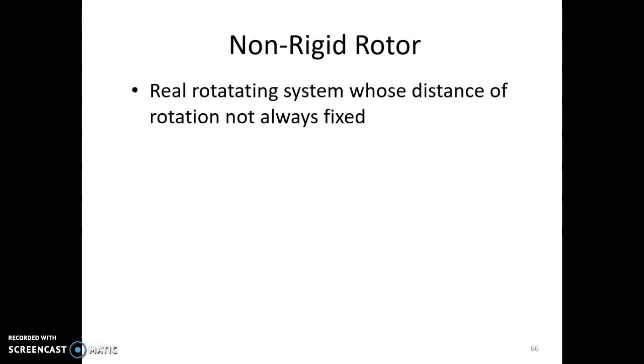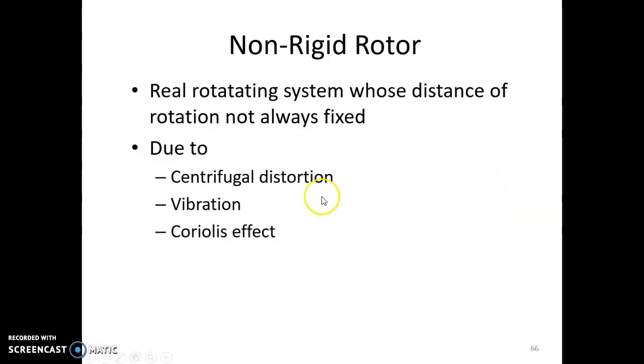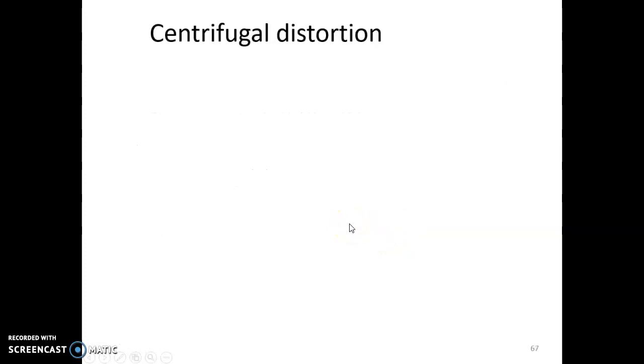A non-rigid rotor is like a real rotating system whose distance of rotation is not always fixed. If you recall, when we were talking about the rigid rotor approximation, we said that for a rigid rotor, the distance r is always fixed. But in a real-life situation, in which molecules are real, the distance of rotation is not always fixed. There are several reasons for this, but the most important ones are the centrifugal distortion and the vibration. So what's the centrifugal distortion?